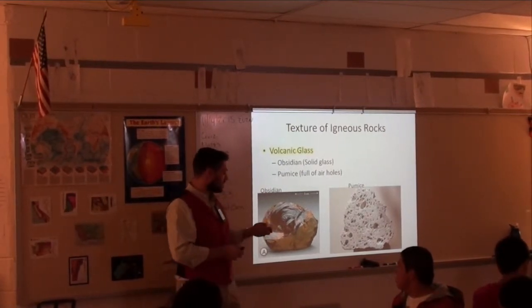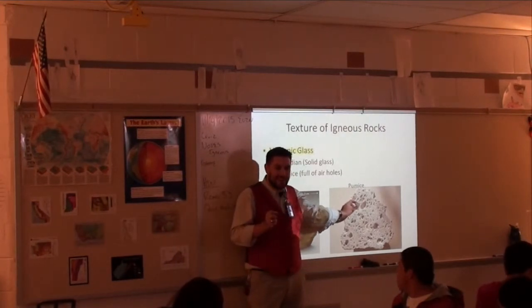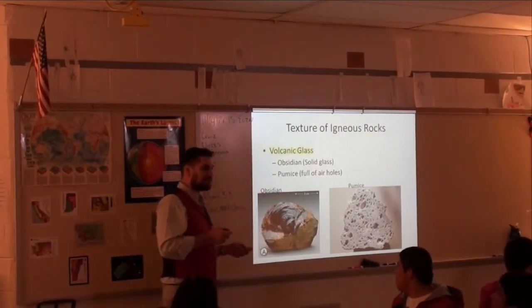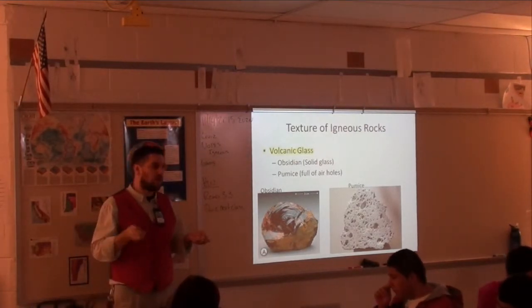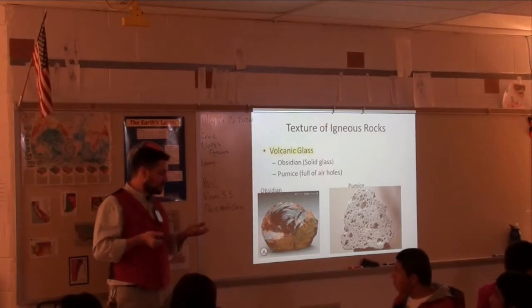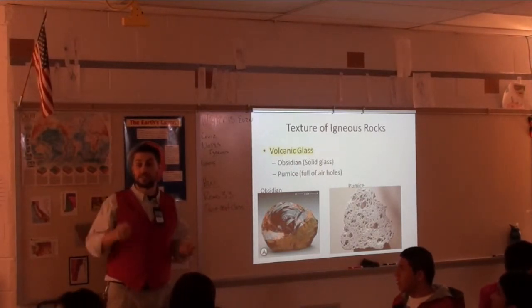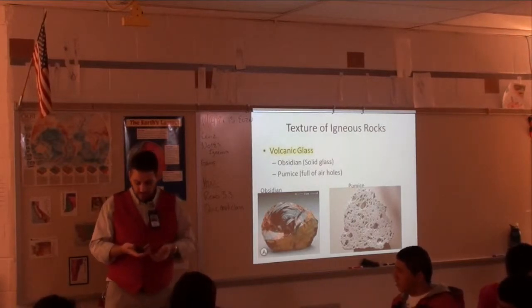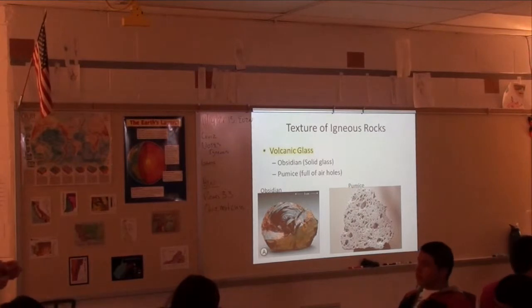Glass, obsidian. Glass, pumice. They're both made of glass. The difference is one is solid as a rock, the other one is frothy. What's frothy? This is my best explanation. Soft. I'm going to pass these around, so let these go from table to table so you guys can take a look at them.